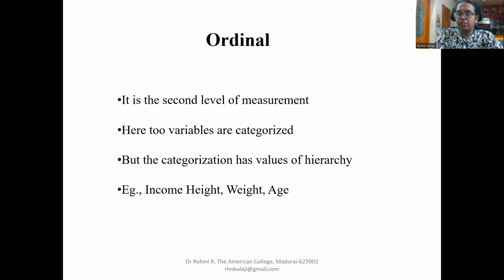The ordinal level of measurement is said to be the second level. Here, again, qualitative variables are considered. And here, the variables are categorized, but the categorization has the hierarchy. The values are assigned to the variables either in ascending order or in descending order. From which standard the students are studying, the years of experience, as the examples given here, the income, height, weight, age. Either it has certain values, 5 to 10, 10 to 15, 15 to 20 years. So either in ascending order or in descending order, the categorization is done with certain values.